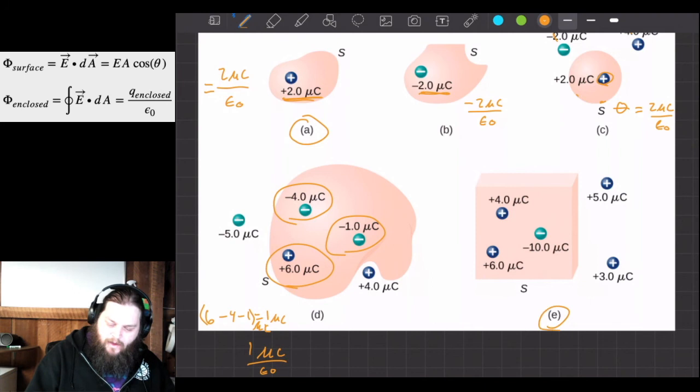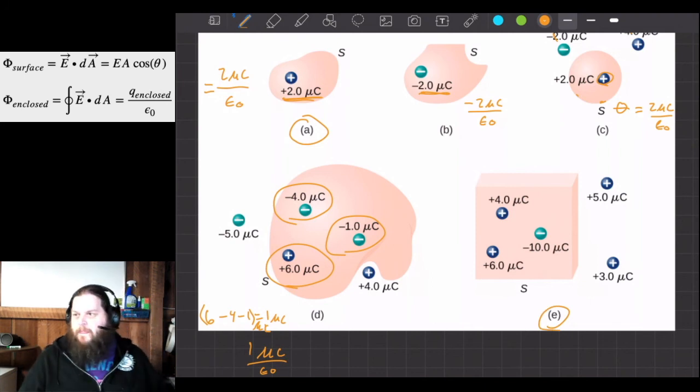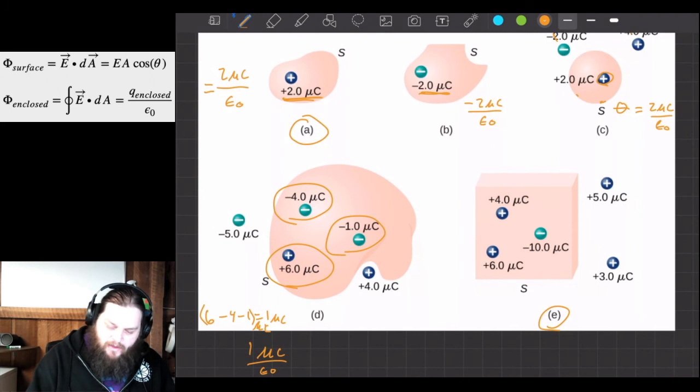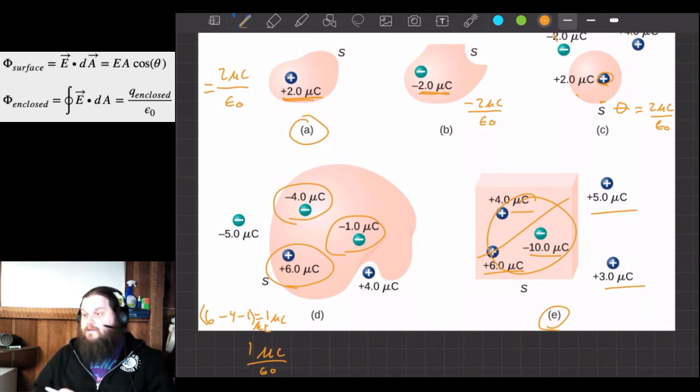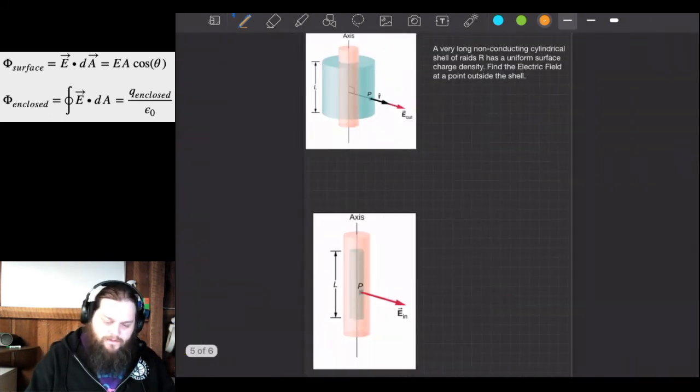Going over to part E, this is the cube now. This cube is similar to the last one. It's got 3 charges inside of it, 2 charges outside of it. In this case, we can add up these 3 charges. 4 plus 6 is 10, minus 10 is 0. This whole thing has 0 flux. We don't have to worry about anything outside of those. So Gauss's law is a really simple and easy way to calculate and determine the amount of flux going through a Gaussian surface, which then can let us backtrack and find the area of that surface if we know the electric field, or the electric field if we know the area. It's a useful tool in those regards.